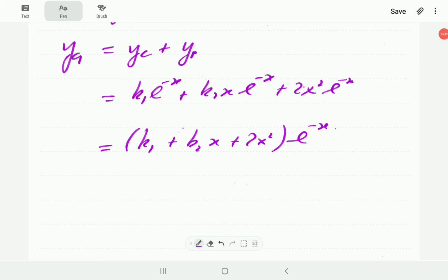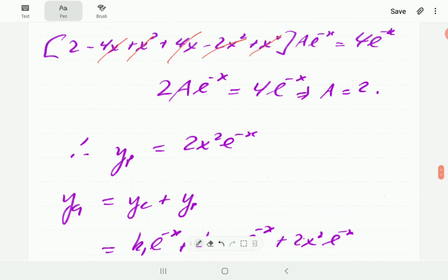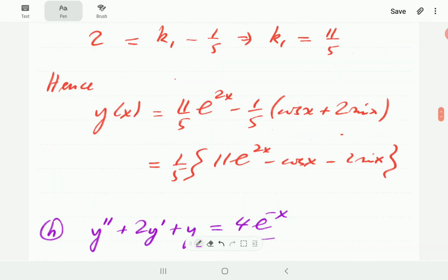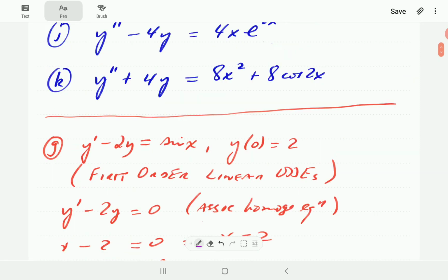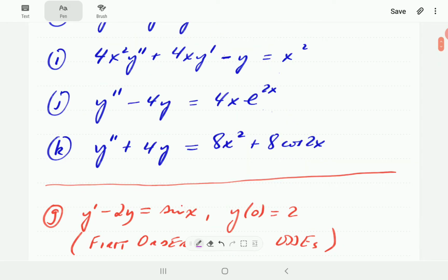Right, then we have got 3 more to go. The next one is example number I.